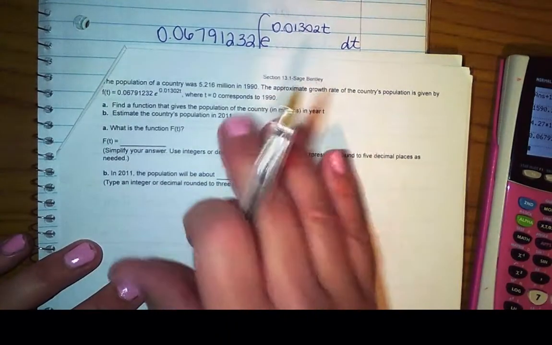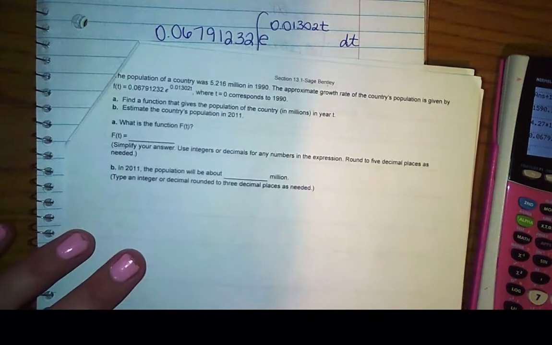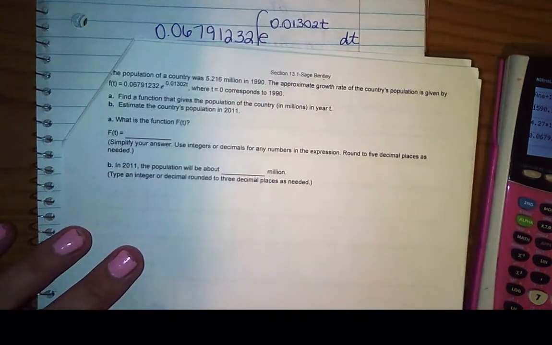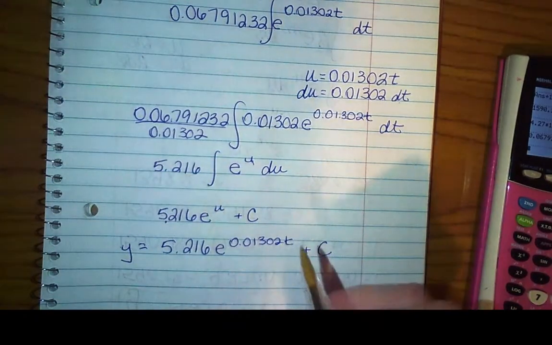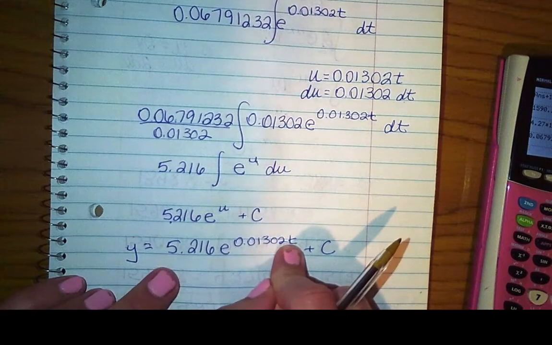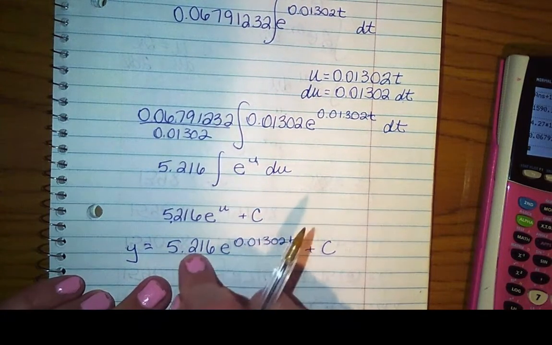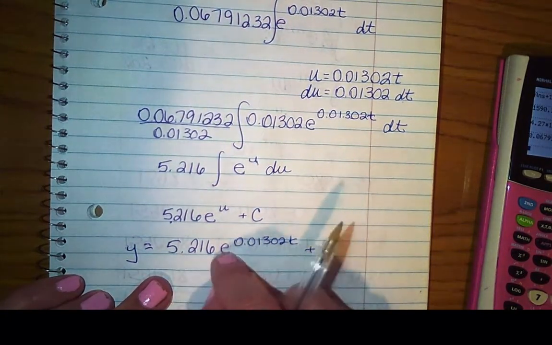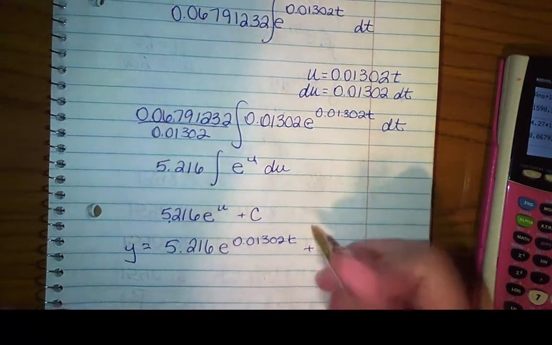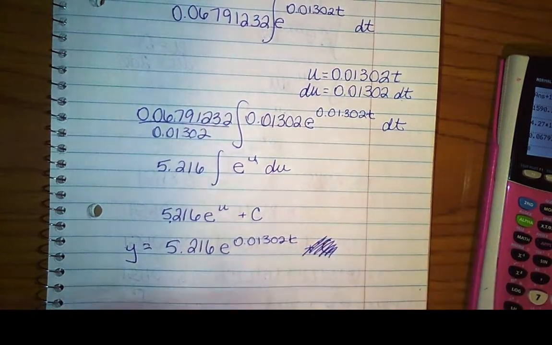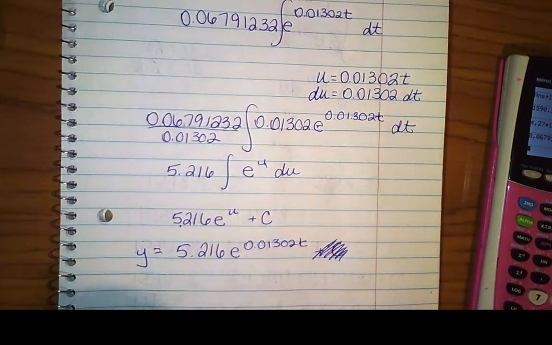Okay, so I need to back up for just a second, and I need to resolve my plus c. When I resolve my plus c, that's going to give me what the actual function is. Well, remember that this is 0, and I need to have a 5.216, so e to the 0, 5.216. It ends up that your c is going to be 0. This is my function, good and ready to go.